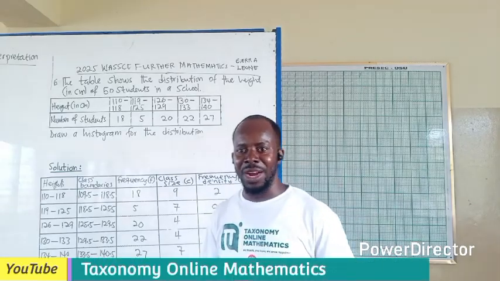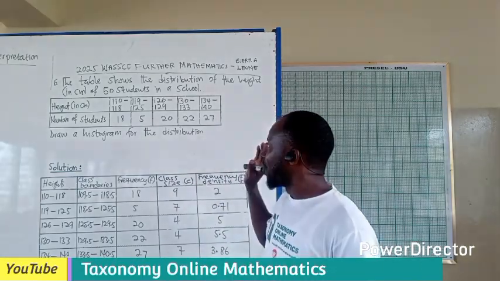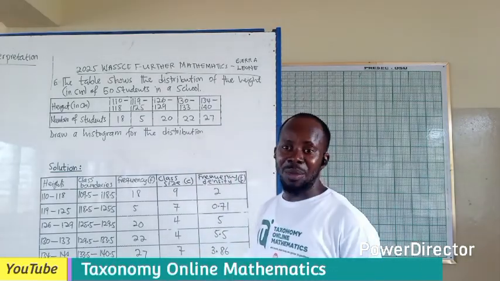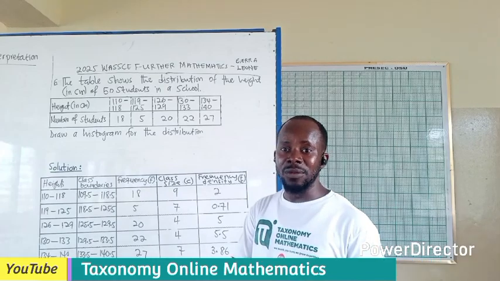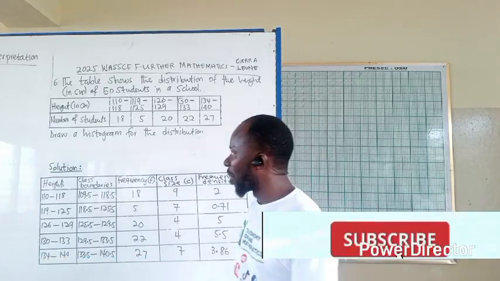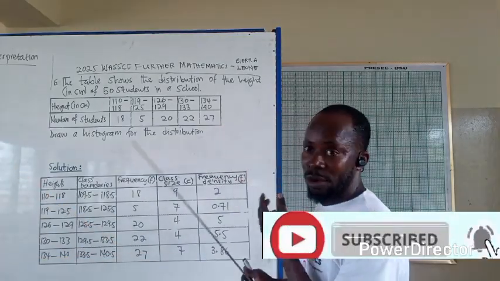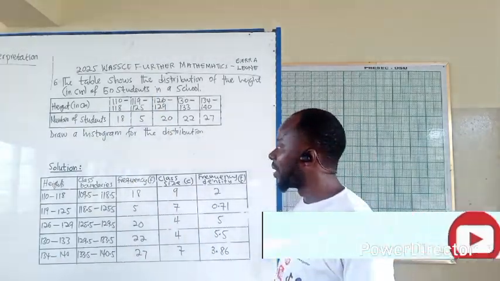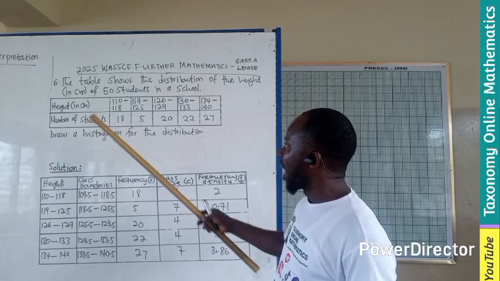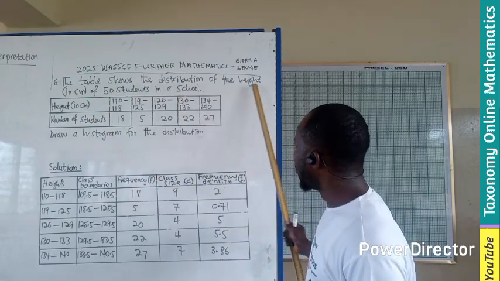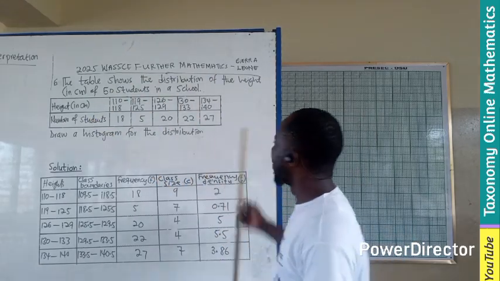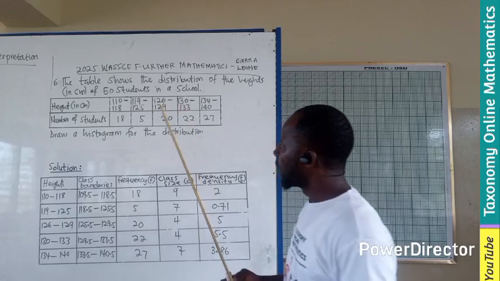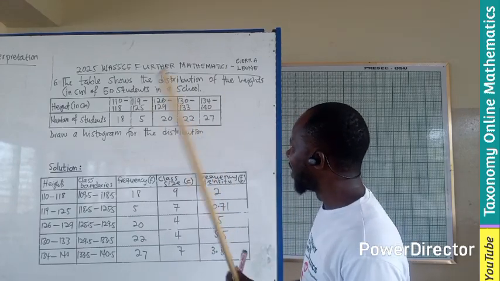All right, welcome to another episode on the WASSCE 2025 Further Mathematics for Sierra Leone and Liberia. This is section number 6, which is still on the histogram, just like we did for the Nigerian aspect. We have the table showing the distribution of height, in centimeters, for 50 students in a secondary school.